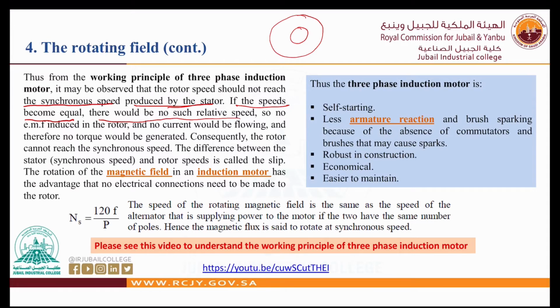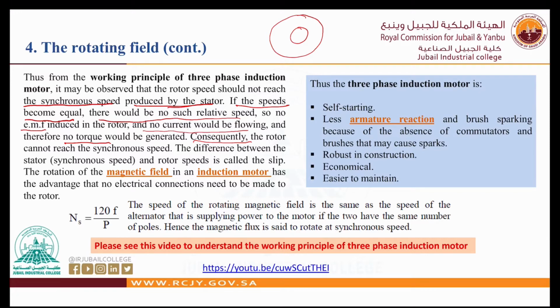So no induced EMF in the rotor, and no current would be flowing. There will be no torque generated, then we will have no movement. So consequently the rotor cannot reach the synchronous speed. We know that now the rotor of the induction motor will not reach the synchronous speed. This difference between the stator synchronous speed and the rotor speed is called the slip. Inshallah, we will see the slip in detail in the coming slides.